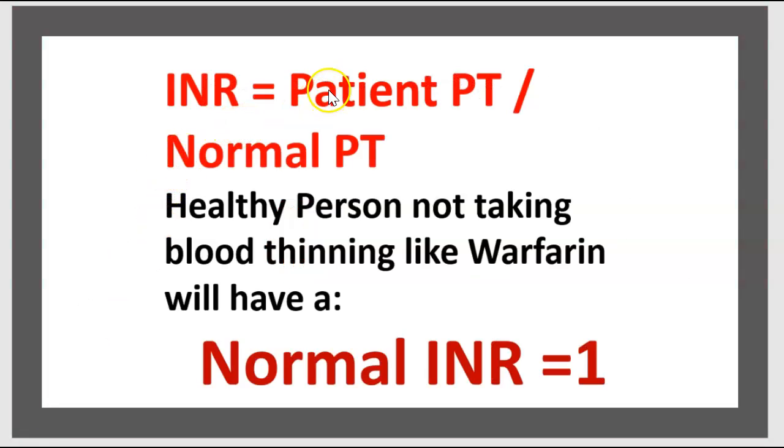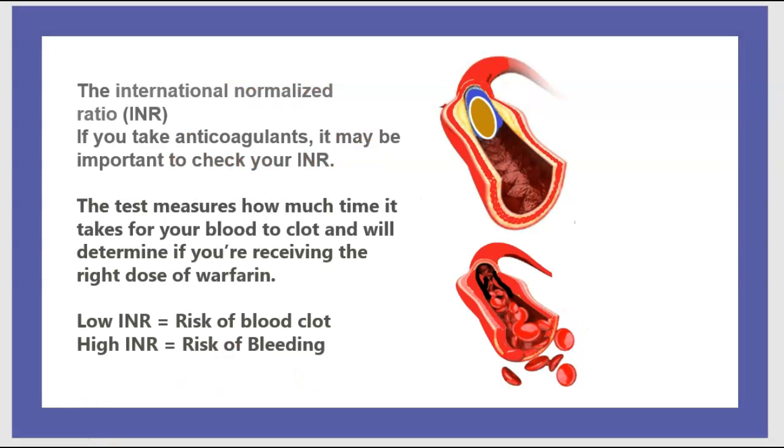INR is the patient's PT over normal PT. A healthy person not taking blood thinners like warfarin will have a normal INR of 1. The INR, international normalized ratio. If you take an anticoagulant, it may be important to check your INR. The test measures how much time it takes for your blood to clot and will determine if you are receiving the right dose of warfarin or not.